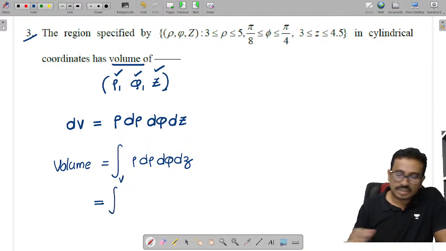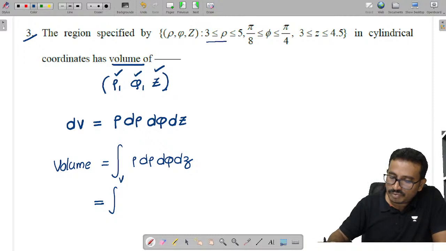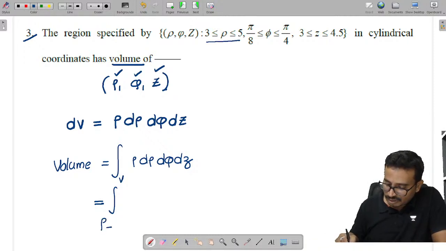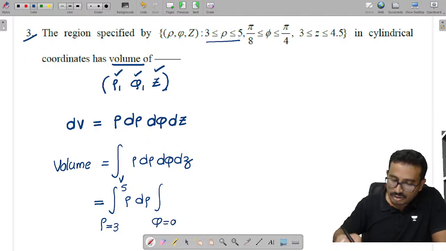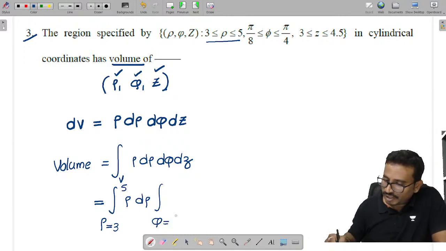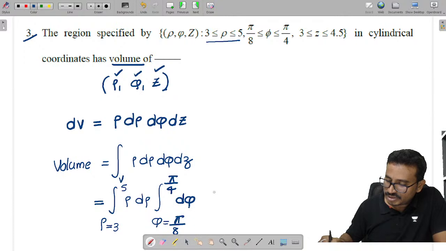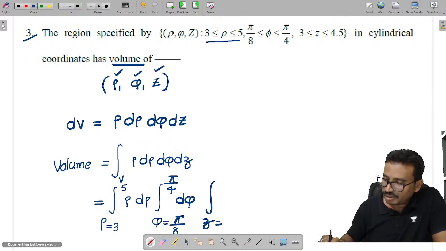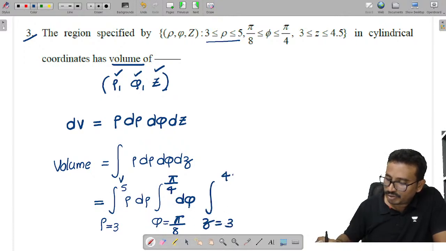Now we can split the limits here. The rho limits are given as 3 to 5, so we can write rho into d rho. And the phi limits specified here are pi by 8 to pi by 4, into d phi. And the z limits are 3 to 4.5, into dz.